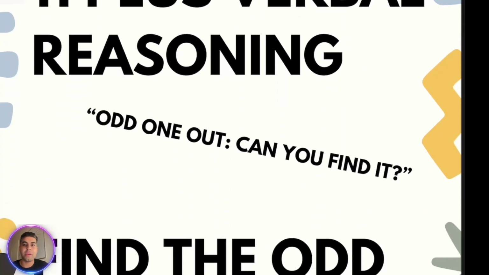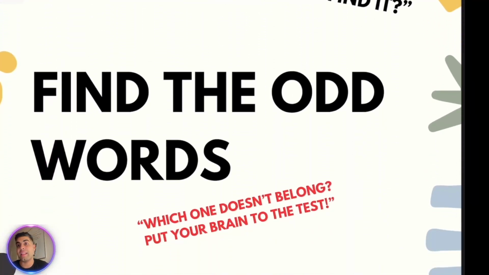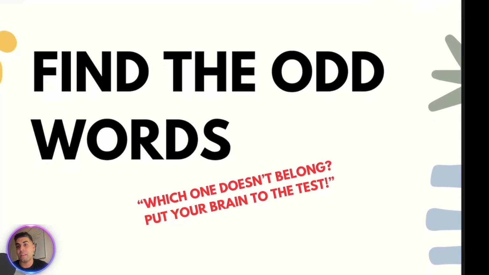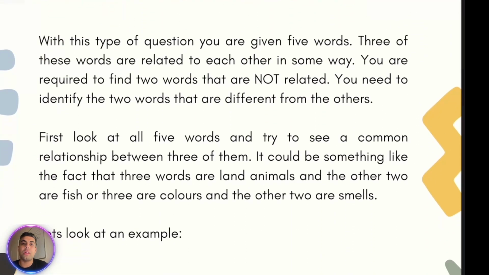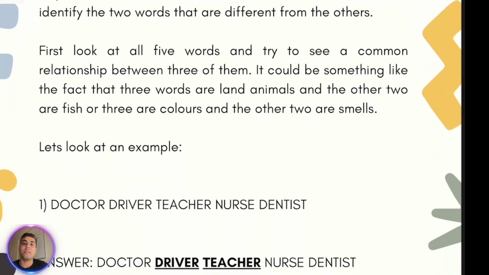Okay, so today we're going to be focusing on finding the odd words. And let's go through how this will work. With this type of question, you're given 5 words, and 3 of these words are related to each other in some way. You're required to find 2 words that are not related, and you need to identify the 2 words that are different from the others.